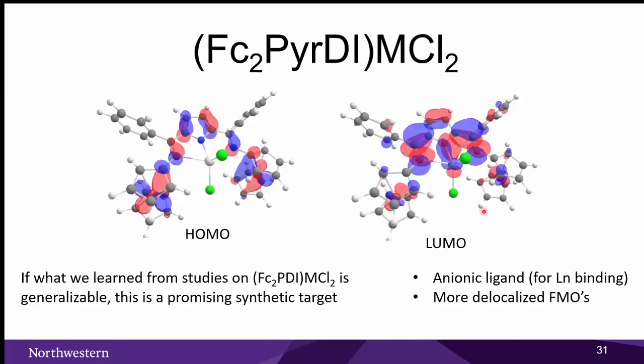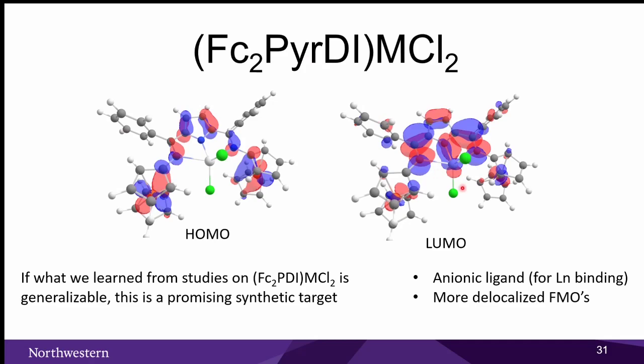And that brings me to adapting my system to try and work with lanthanides. In this case, we have to change from a pyridine to a pyrrole, because one of the issues that was seen when people tried to put lanthanides inside of the pyridine diamine system is that the neutral end donors just don't really hold on to the lanthanides quite as well as you would like. But also, if you compute the frontier orbitals here, they're markedly more delocalized in both the HOMO and the LUMO than the pyridine system. So if the lessons we learned from the previous project are generalizable, then this is actually a pretty promising thing to try and study.